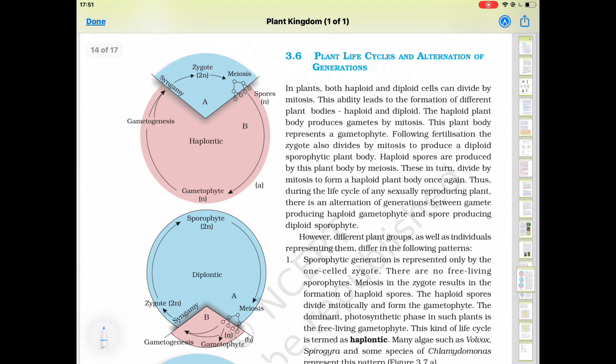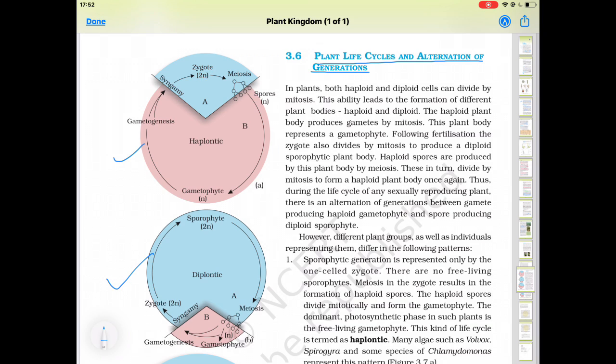Good morning, students. Our today's topic is plant life cycles and alternation of generations. As angiosperm is deleted from our course, the next topic is plant life cycle. As shown in the diagram, plant life cycle can be of three types: haplontic, diplontic, and haplodiplontic.